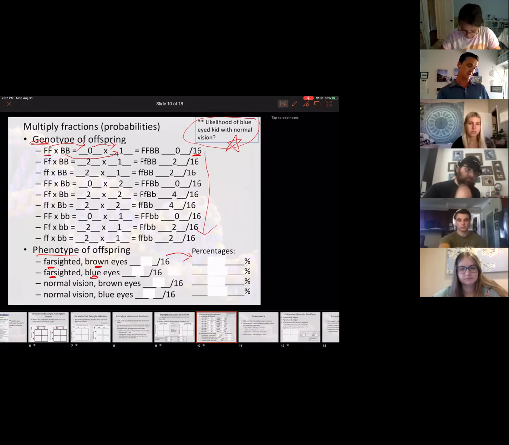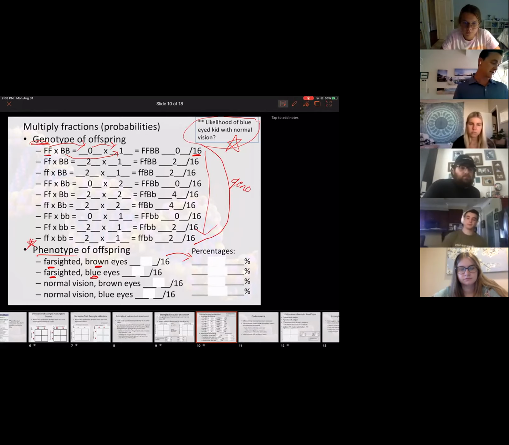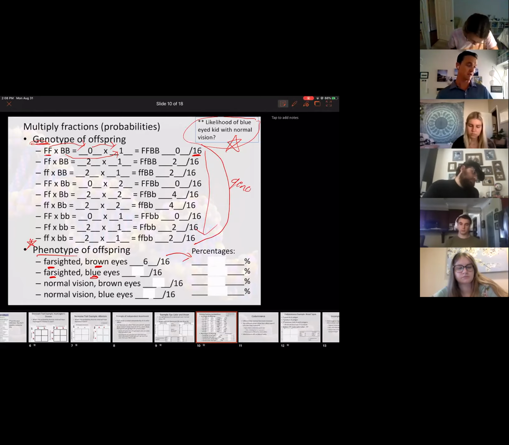Okay, so those are all of our genotypes here. So these are all the genotypes. Okay, and then we're going to convert that to phenotype. So far-sighted with brown eyes. Okay, how many of those did we have? We have 6, right? So far-sighted is dominant, and so is brown eyes. So anytime we have a capital F and a capital B in there, that's going to be included in this first one, because those are the 2 dominant traits, or 2 dominant alleles. Okay, second one is farsighted and blue eyes.